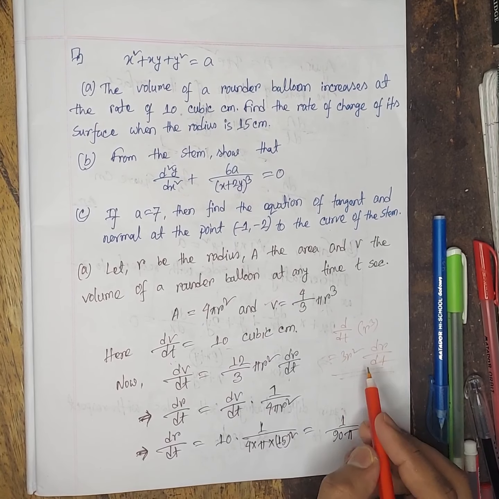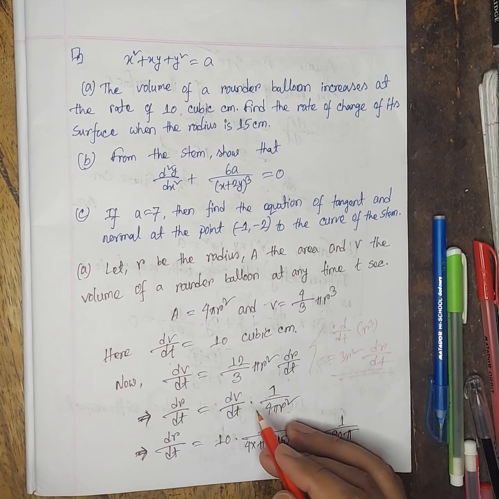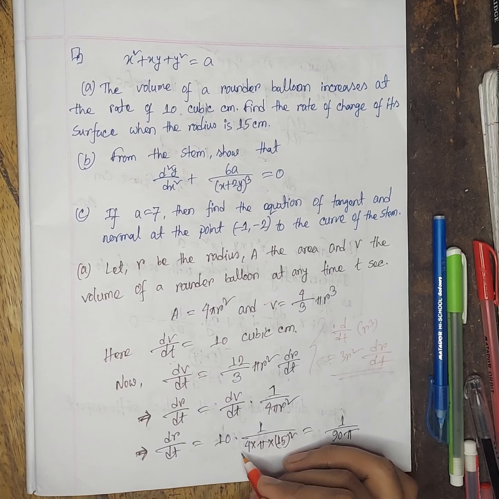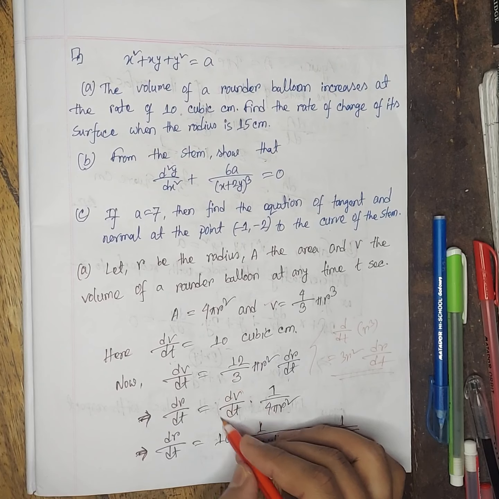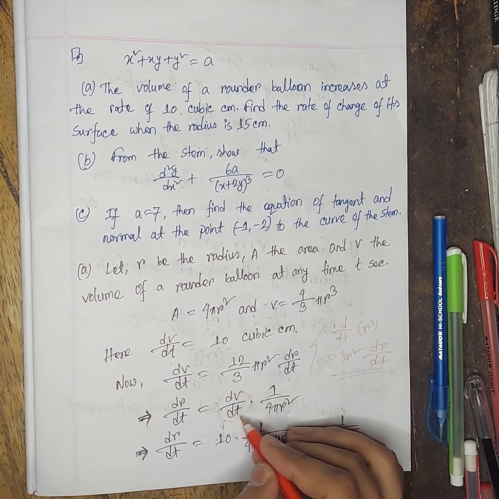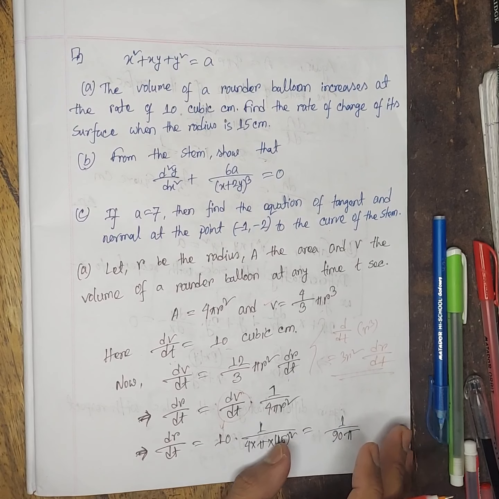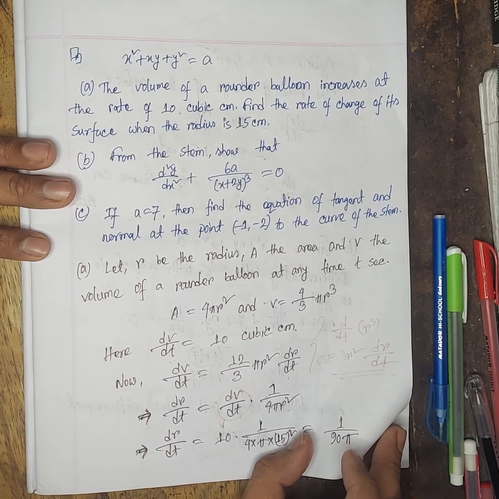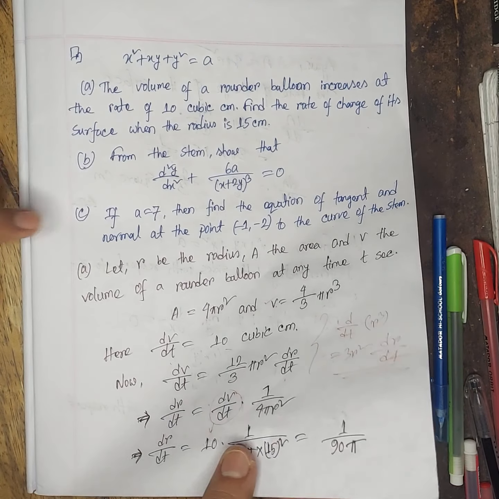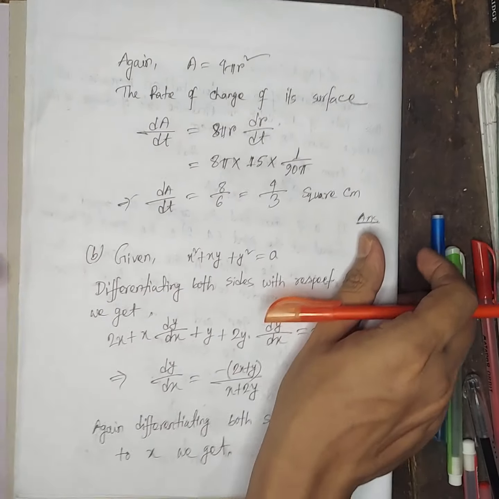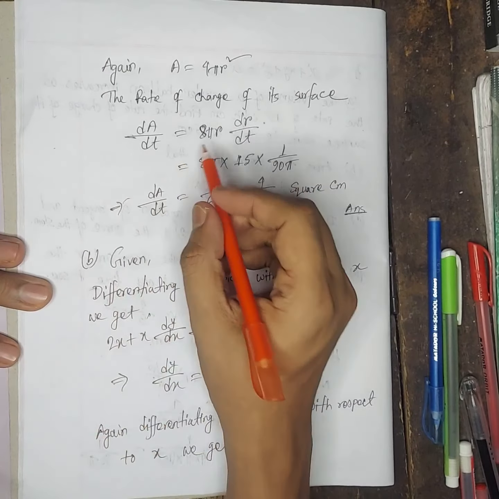Then we find the dr by dt here. We substitute the value of dV by dt here, and we get dr by dt is equal to 10 by 4 pi r square. Okay, now part B. Part A is still not finished.